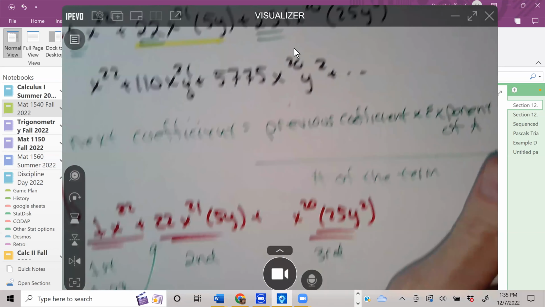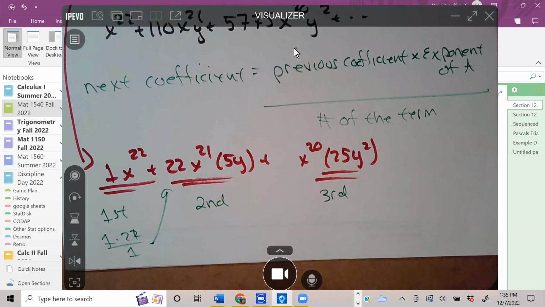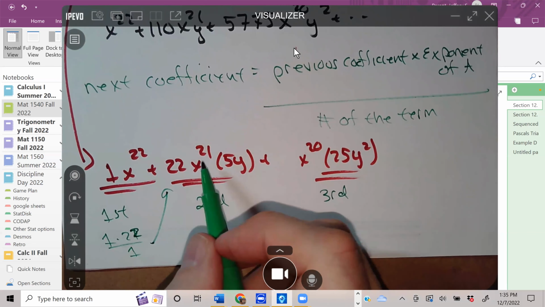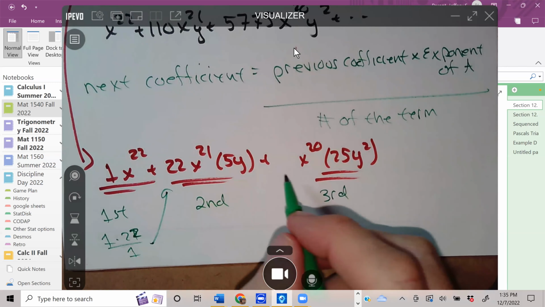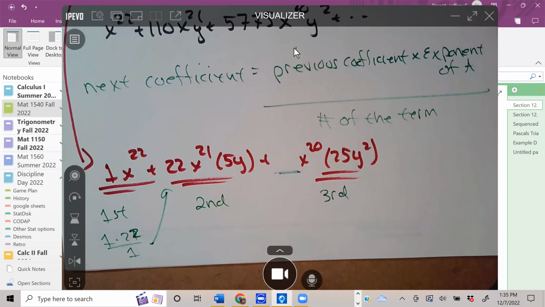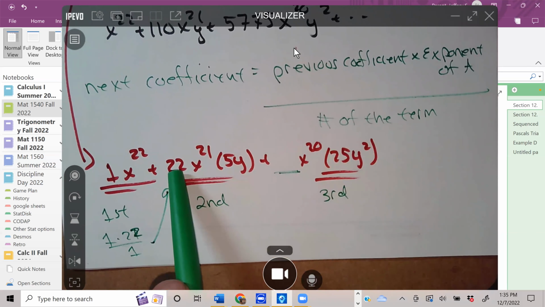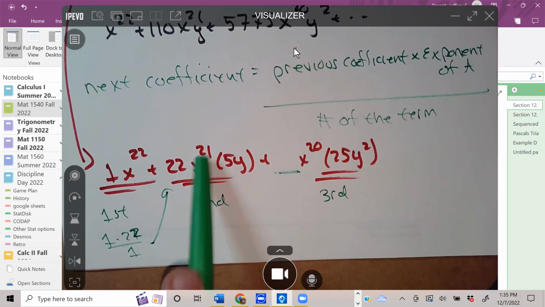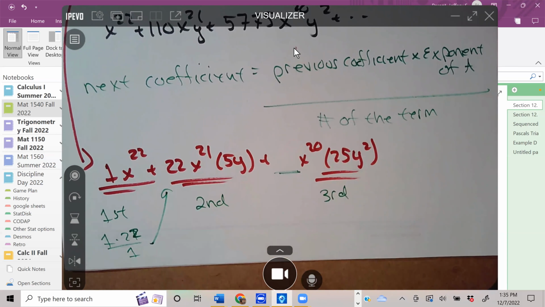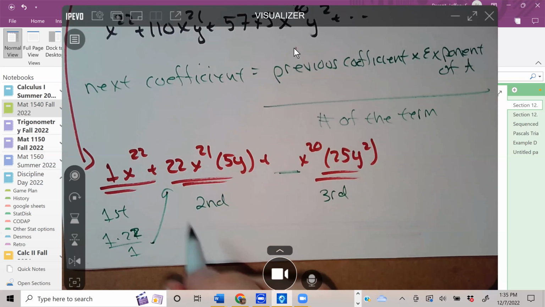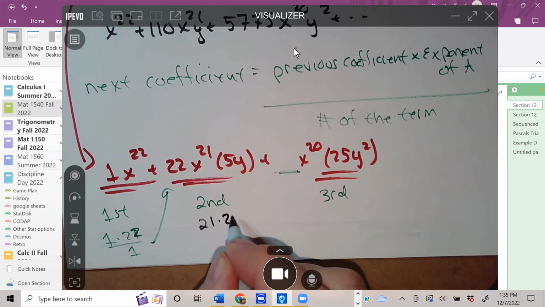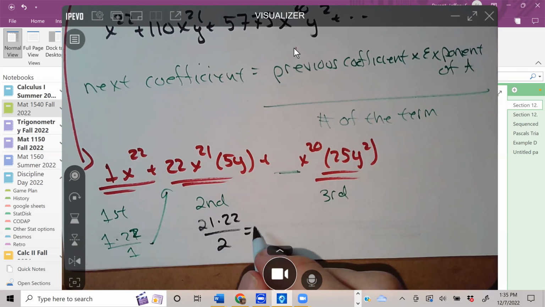That tells me my next coefficient. And let me move that up a little bit. How about if I do it again? If I want this coefficient, I'm going to do the same thing. It's going to be the previous coefficient times that exponent divided by the number of the term. So in this case, it would look like 21 times 22 divided by the second term. And that would give you 231.